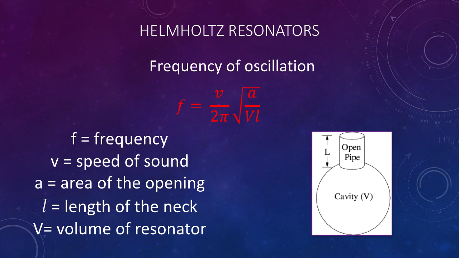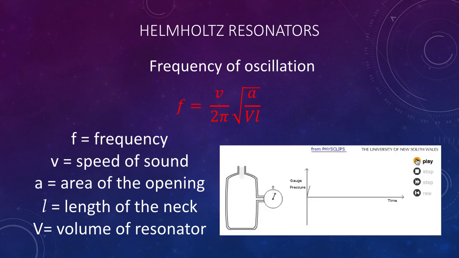Now, if you look at this, you should see that it is similar to the formulas for a pendulum and a spring mass system, but it has more variables. Even so, a Helmholtz resonator is a system that exhibits simple harmonic motion. Let's take a look at how this happens when blowing across a bottle.